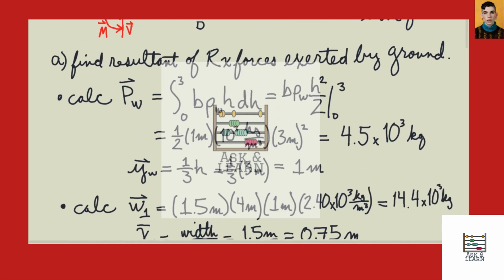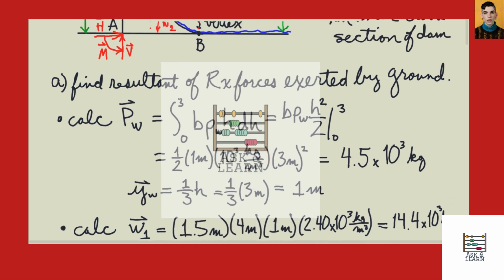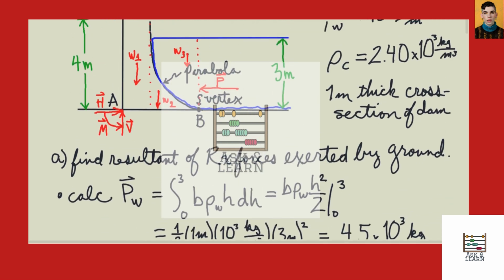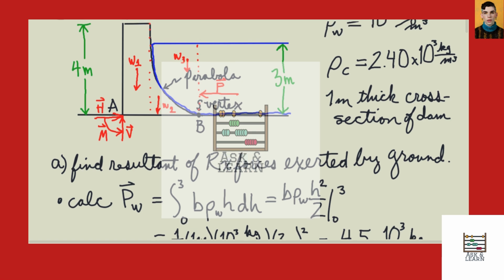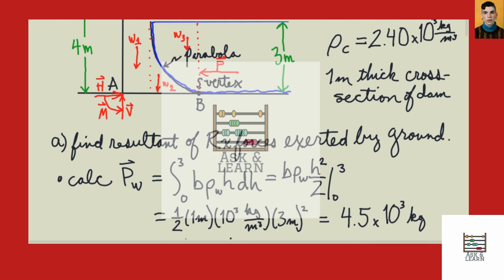So for part A, where we're finding the resultant of the reaction forces, I elect first to calculate the lateral force of the water, and this is before the parabolic curve. The lateral force of the water as it presses against the dam. I'm calling that vector P sub W for the force of water.